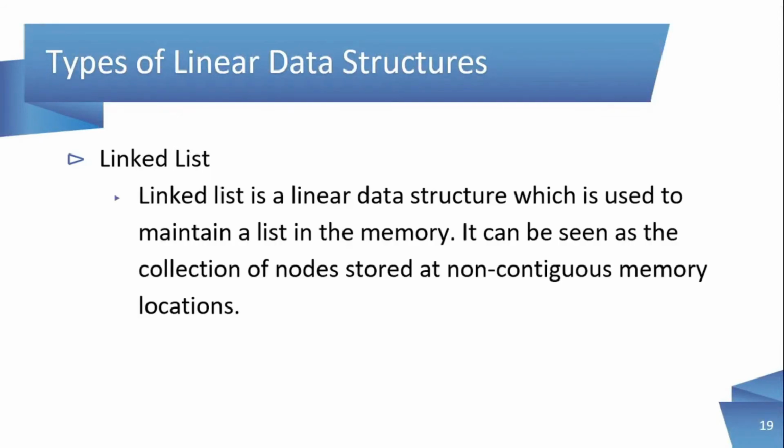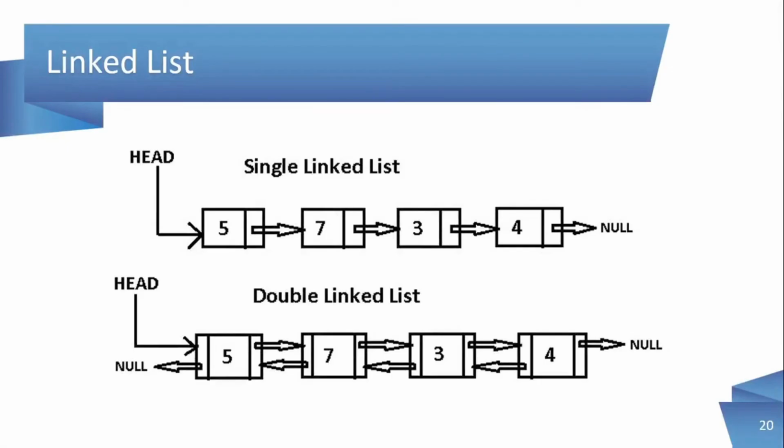Linked list. A linked list is a linear data structure which is used to maintain a list in memory. It can be seen as a collection of nodes stored at non-contiguous memory locations. It is a collection of nodes that are made up of two parts, that is the data element and a reference to the next node in the sequence. So in this example, each node of the list contains a pointer to its adjacent node.